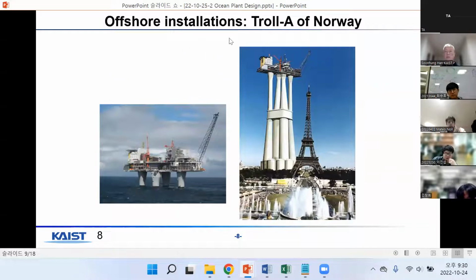And this one is a famous one coming from Norway. It is a concrete structure, a very high structure. You see that it is compared with the Eiffel Tower in France to show how big it is as an offshore structure. They are flooded and sunk to the seabed. So it is a kind of fixed structure or jacket-type structure, but it is made of concrete rather than steel struts.